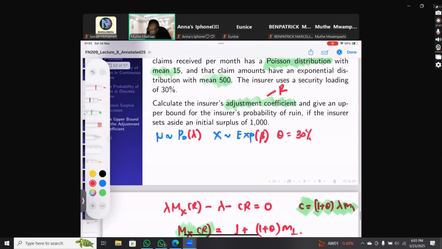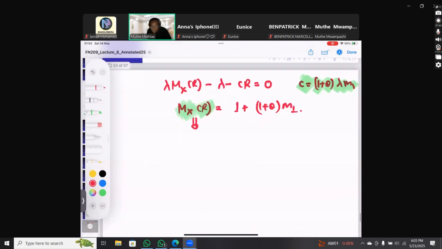Because I know the moment if I have an exponential distribution. Of course, you can check that. It will be given in the exam, but the moment I think is beta divided by beta minus r. This is the moment of an exponential distribution. So this one here should be equal to 1 plus theta, right? And then, of course, M1.